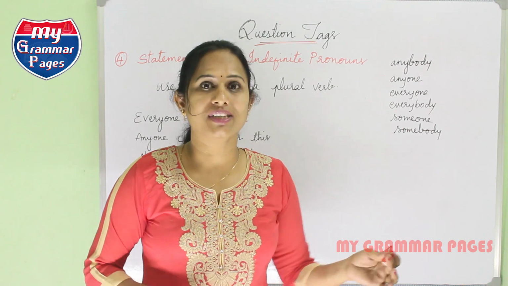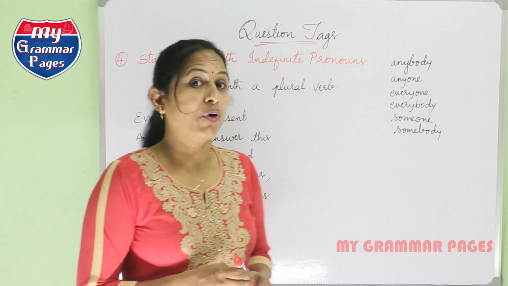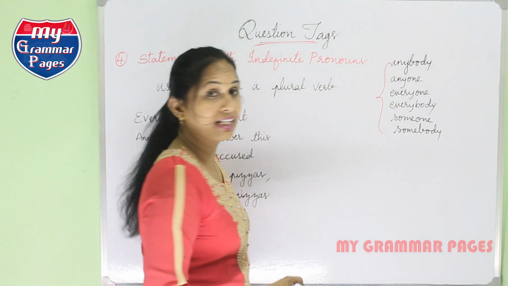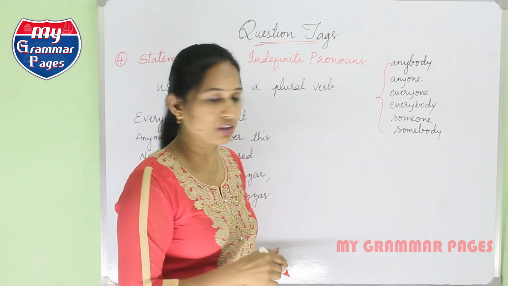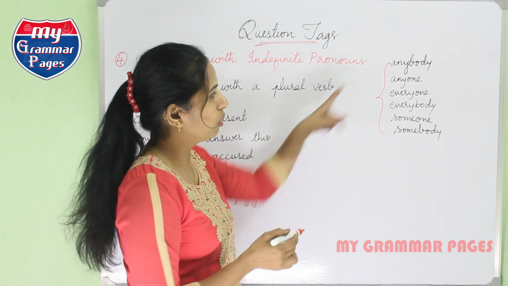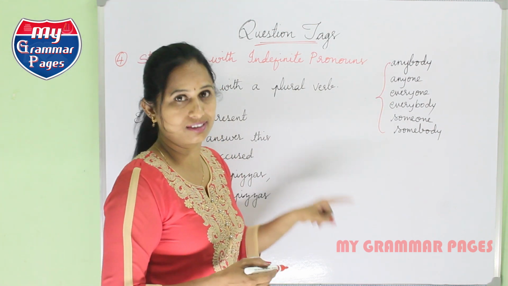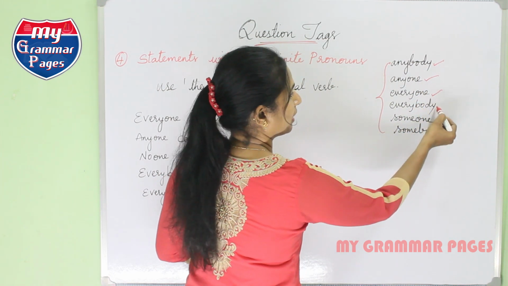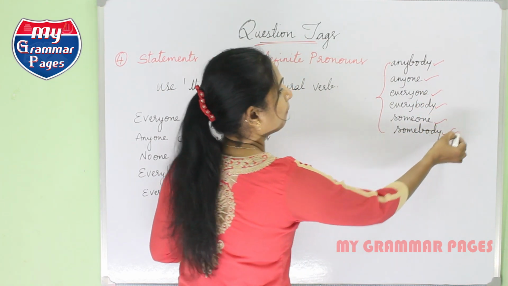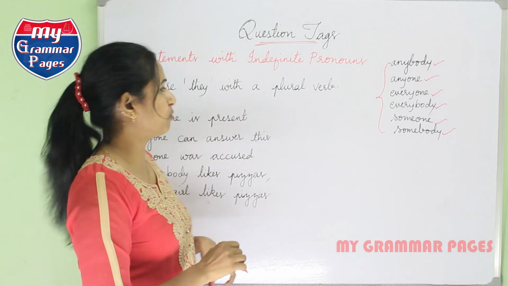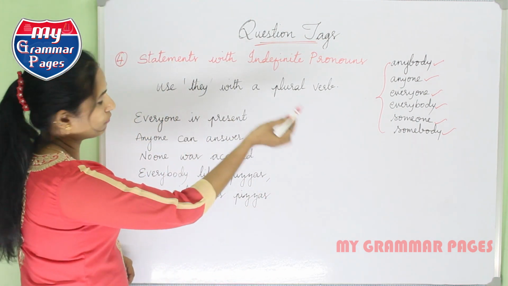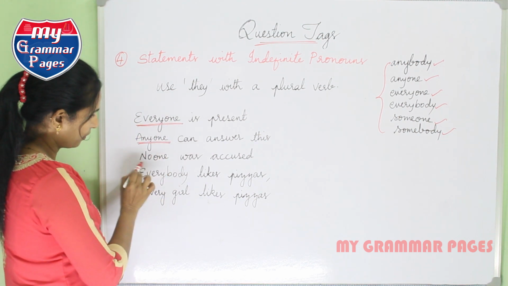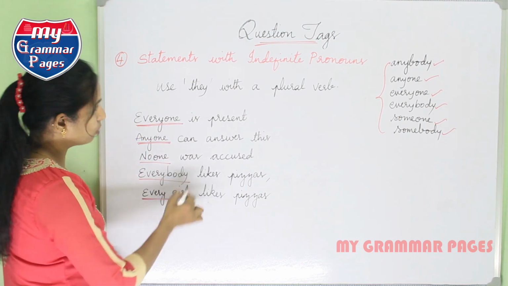Here are the statements with the indefinite pronouns. What are indefinite pronouns? Here I have taken a few examples of indefinite pronouns, but not all indefinite pronouns can be placed in the statements. Only those acting as a subject can be taken, like anybody, anyone, everyone, everybody, someone, somebody, which act as subjects.